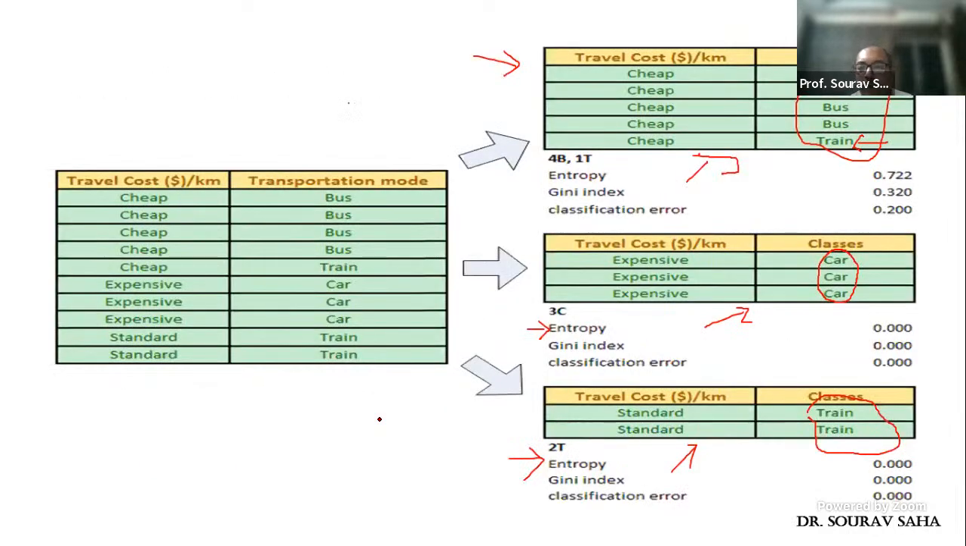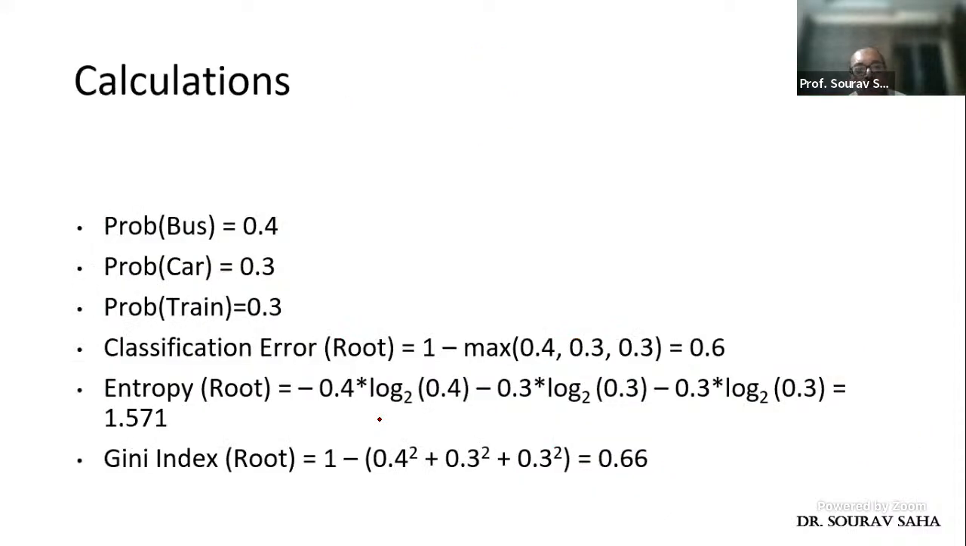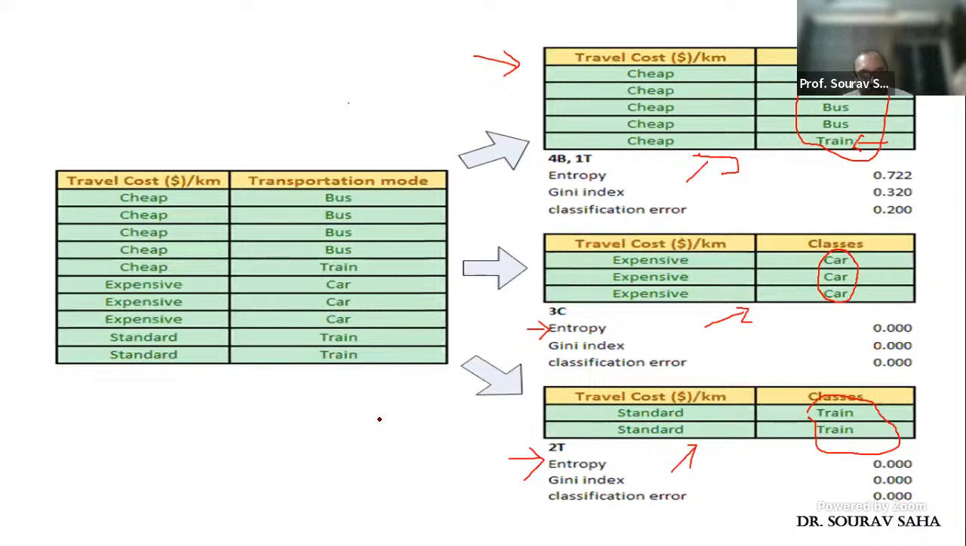One thing which we did was, okay, this was the impurity values after doing the split we have done. And the earlier impurity values we had at the root node: 0.6, 1.571, and 0.66. So what we also need to do is find out the change in the impurity we have got. By the way, in this particular part, 3 by 10 of the data is giving 0 impurity, 2 by 10 of the data is giving 0 impurity, 5 by 10 of the data is giving an impurity of 0.320 for Gini index, 0.200 for classification error, and 0.72 for entropy.